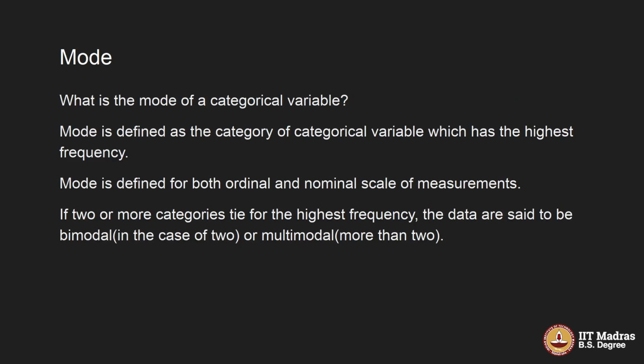Now we have different concepts. What is mode? Mode is defined as the category of a categorical variable which has the highest frequency. It is defined for both ordinal and nominal scales of measurement. If two or more categories tie for the highest frequency, the data are said to be bimodal, that means it has two modes, or multimodal.